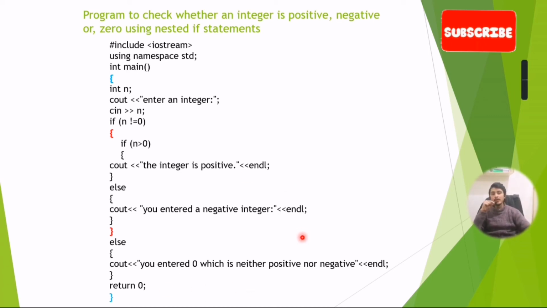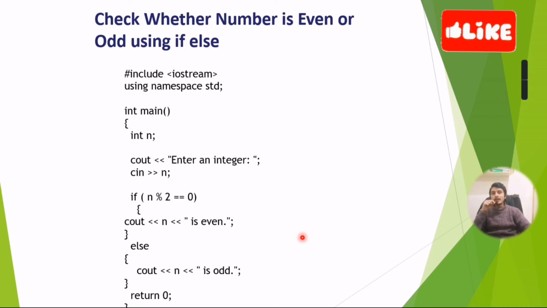You can pause this video here, put this program in your Dev C++ and try to understand how this program hierarchy works line by line. Check whether the number is even or odd using if else. Using the standard things here: enter integer, cin n, if n divided by 2 equal to 0, cout n is even, else cout n is odd. That is very simple. You can just check this program in your Dev C++.